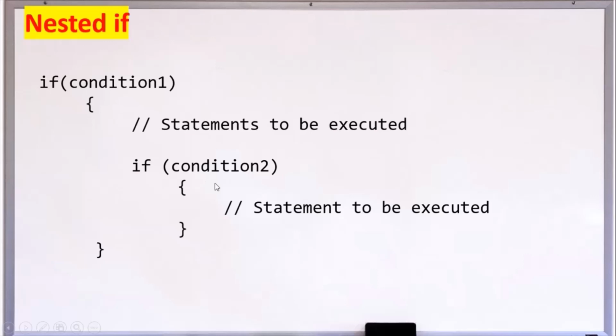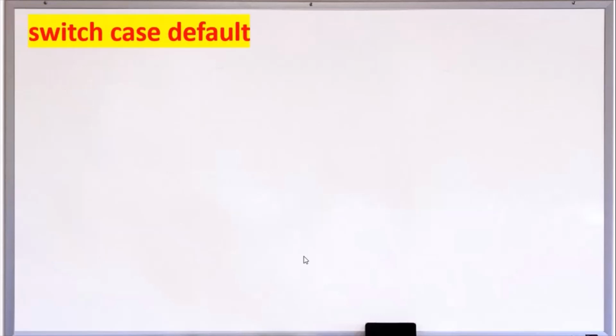See, if there are two conditions, for example, the number should be greater than 10 and it should be less than 50, I can put the first condition in the first if and the second condition in the second if. Isn't it clear? So this is the nested if. Both the conditions should be satisfied whenever you are using nested if. So what about the switch case default?